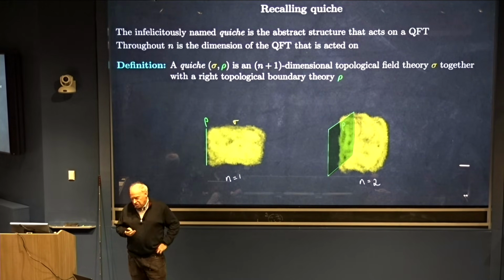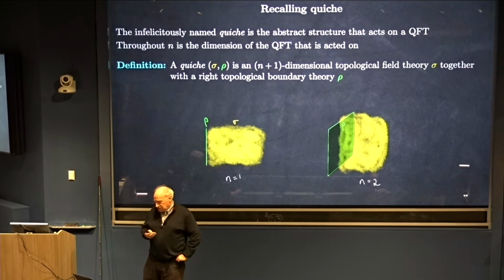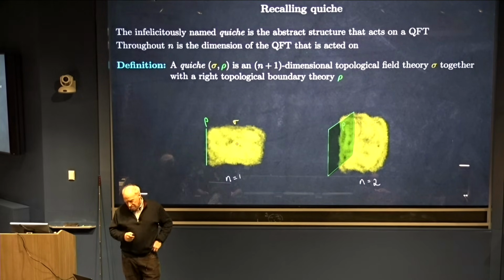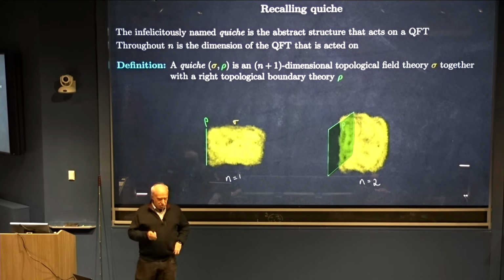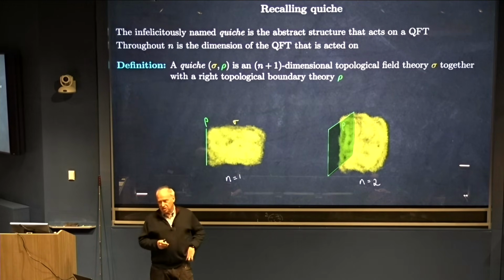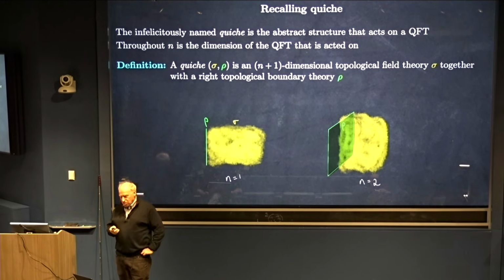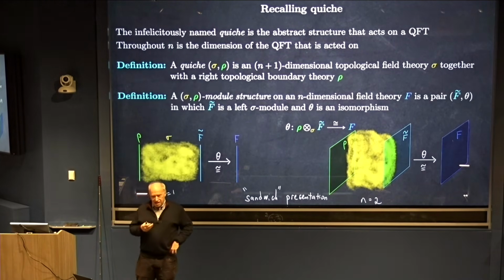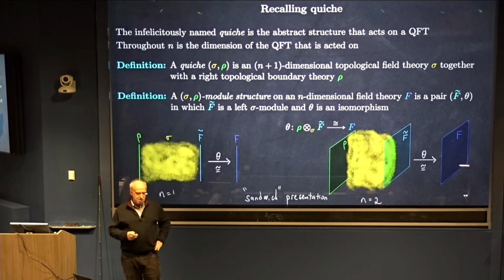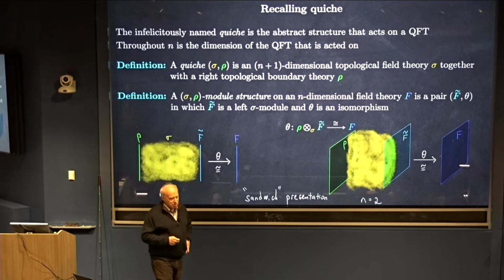So a quiche is an n+1 dimensional topological field theory sigma, which throughout will be depicted by that yellow cloud. And then there's a boundary, which is a topological boundary theory, and it's on the right. That's called rho. So it's the pair sigma rho. And that abstract structure can act on a quantum field theory. Here the quantum field theory it's acting on is called F.